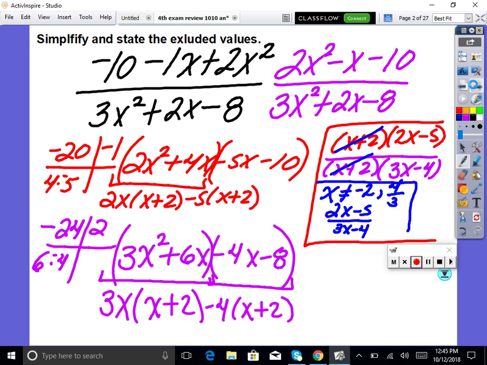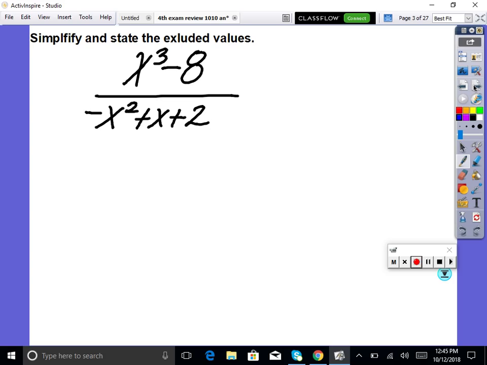Simplify and state the excluded values. So we're going to go ahead and factor out the top here. Guys, we have to be able to factor two perfect cubes. Do not get stuck here. Do not say this doesn't factor, and don't just say it's x minus 2 cubed. That is not true. We have that little way of factoring two perfect cubes. Cube root the front thing, we get x.